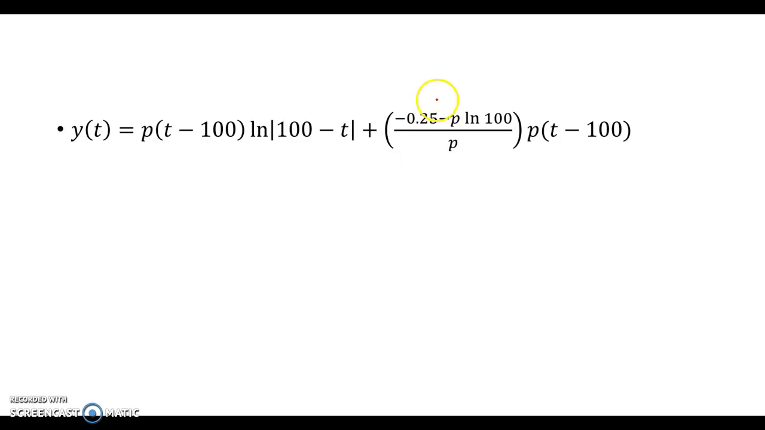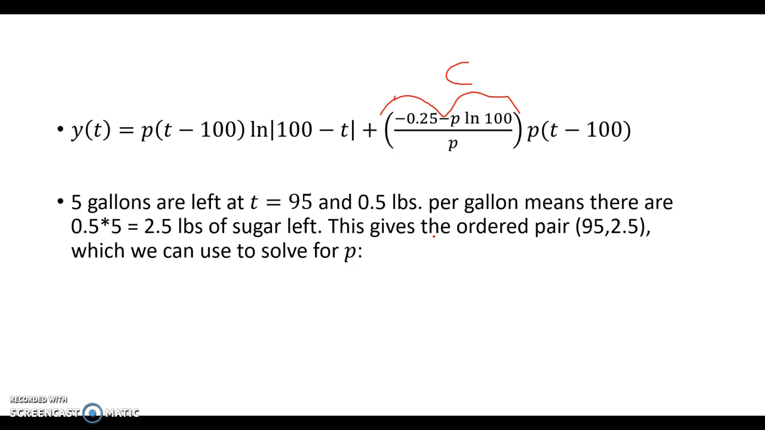So what I'll do is I'll go ahead and just replace my value of C. So that's C right there. Remember from a couple slides ago, that's this value of C right there. It looks messy. It has to be in terms of P because I don't know what P is yet. What I do know is that I want to have, when there are 5 gallons left, a concentration of 0.5 pounds per gallon.